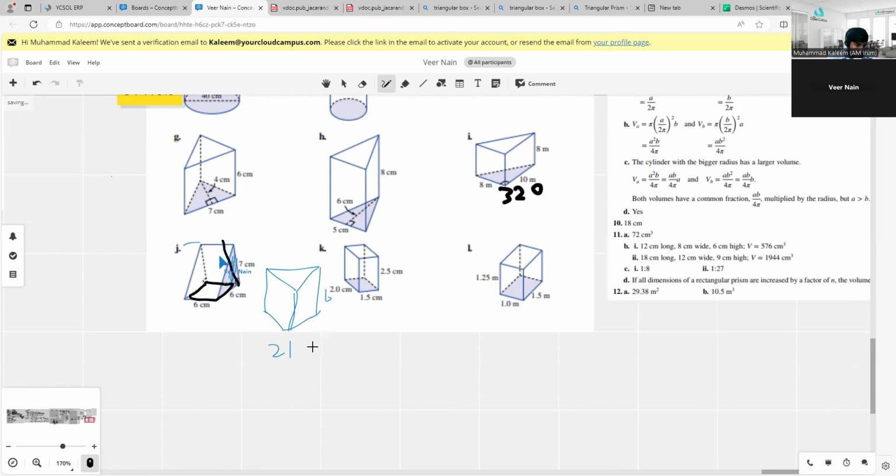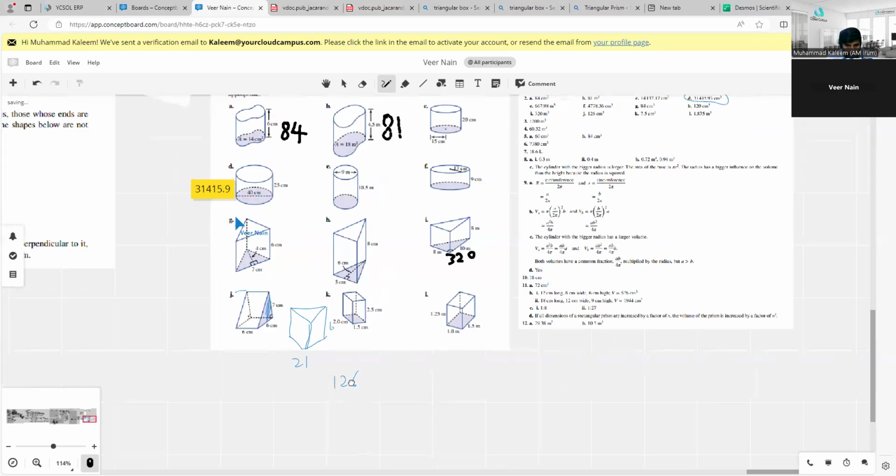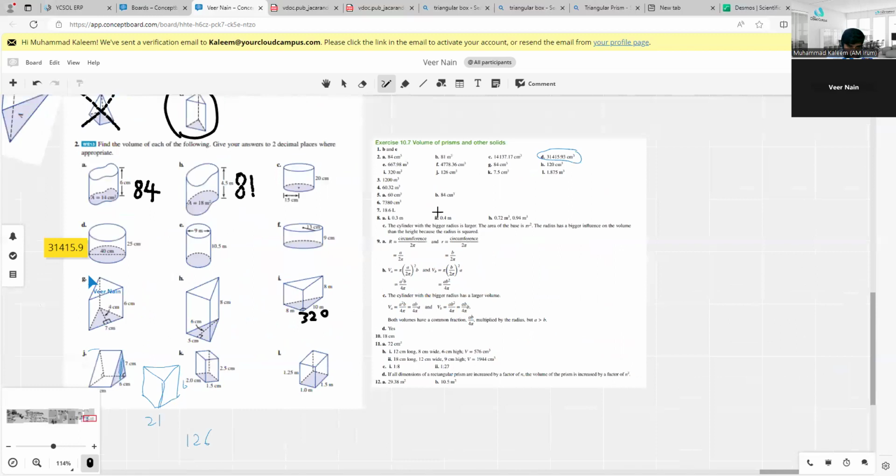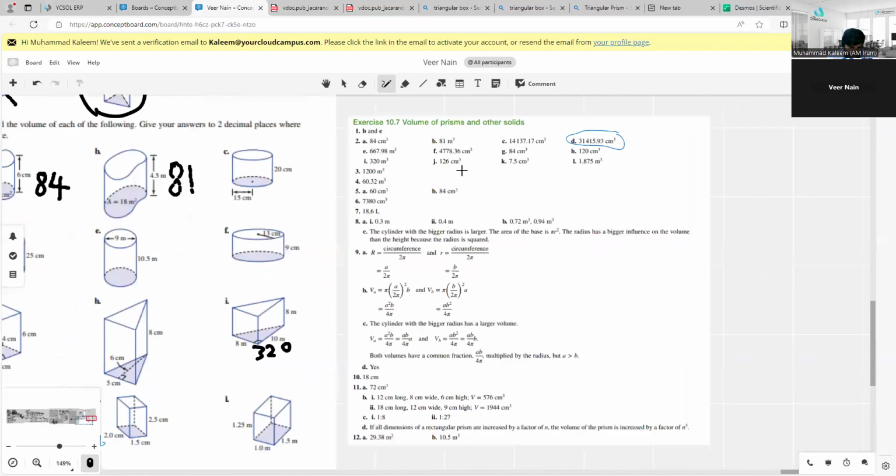So I'm pretty sure you have to divide it by 2, because the slope is like that. I think its answer will be 126 cubic centimeters. Yes, I was correct. Yep, that's the right answer.